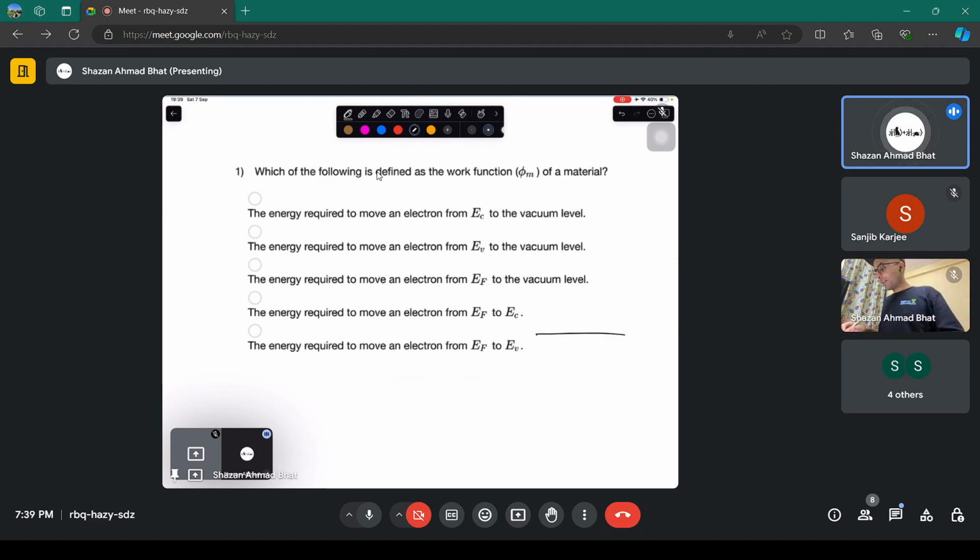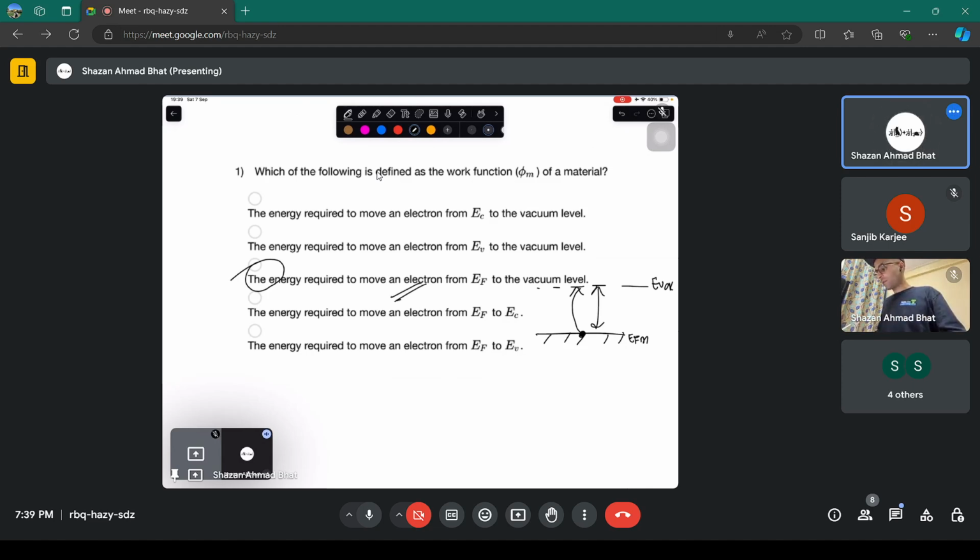The work function of a metal is the energy difference between the vacuum and the Fermi energy of a metal. So this is the energy required to move an electron from the Fermi level of a metal to the vacuum, what we have discussed earlier. So it's the energy required to move an electron from the Fermi level to the vacuum.